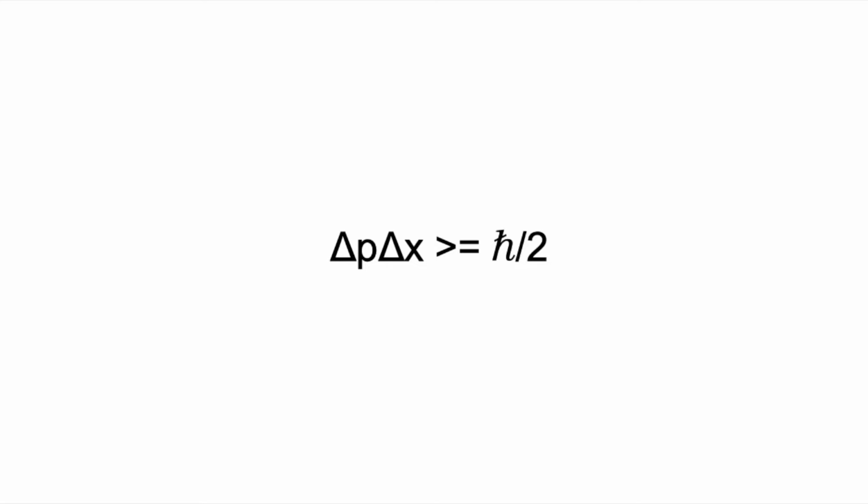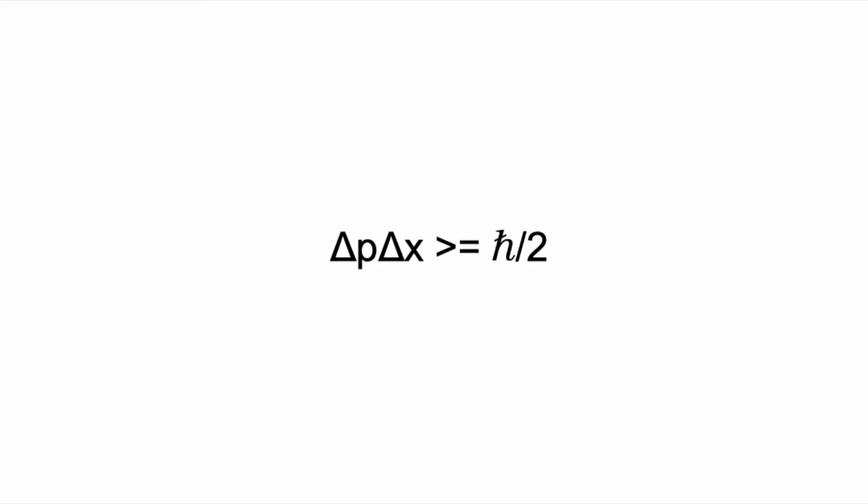Hello. One of the mysterious inequalities of quantum physics is the Heisenberg's uncertainty principle. It looks like this: delta P delta x is greater or equal to reduced Planck's constant divided by 2, where delta P is the change in momentum of a particle and delta x is the change in position of a particle.